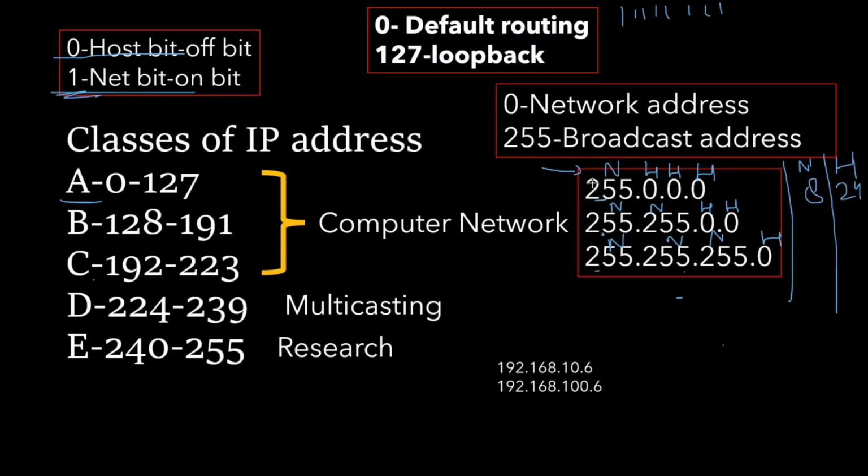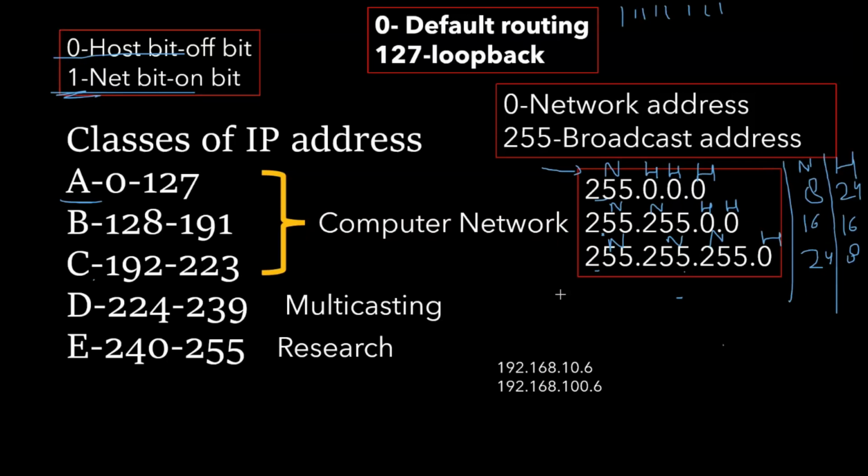Because in class A, the first field is for network. First field means 8 bits, because every field size is 8 bits. And then the next three fields are for host bits. That means 8 into 3, 24. So now in class B, how many bits for network and host? Right, here, Lata. And class C, 24 and 8. Right, so we have calculated it.